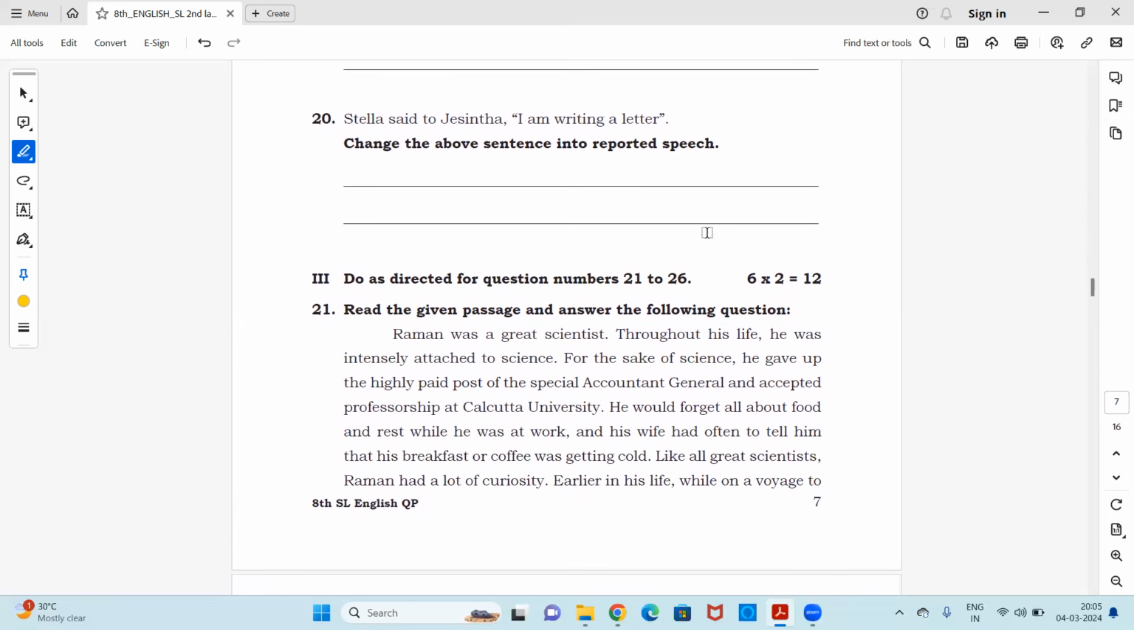Now, Stella said to Jacinta, "I am writing a letter." Change the above sentence into reported speech. So, how would you write? You will write it as: Stella said to Jacinta that she was writing a letter. Okay, "I" will become "she" and "am" will become past. The present tense will change into past tense. So Stella said to Jacinta that she was writing a letter.